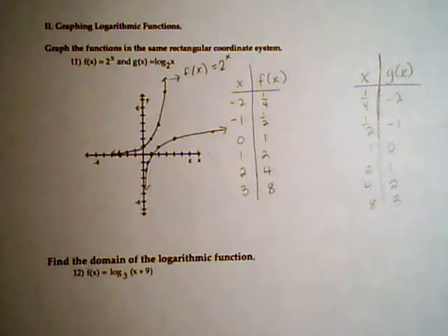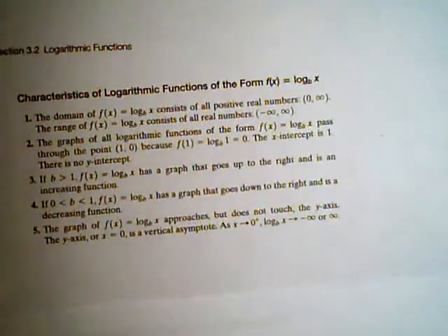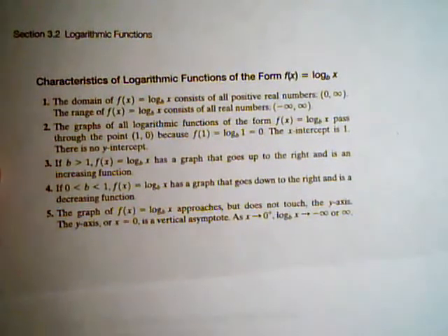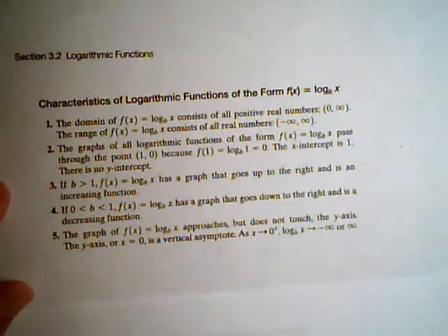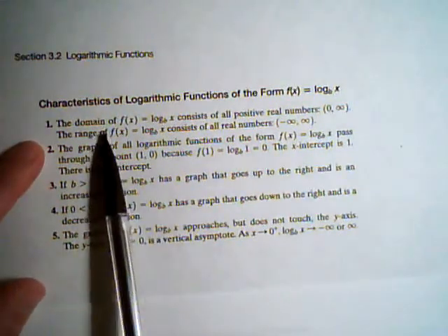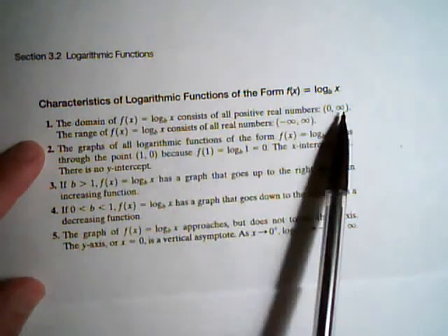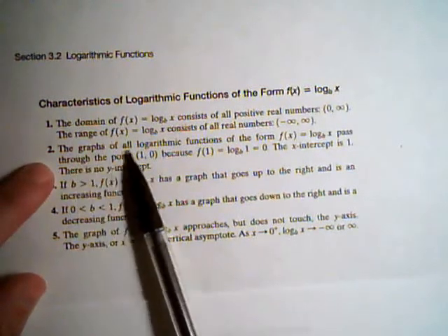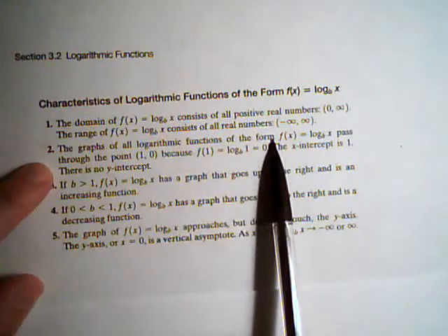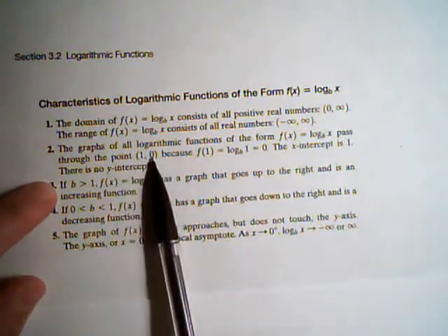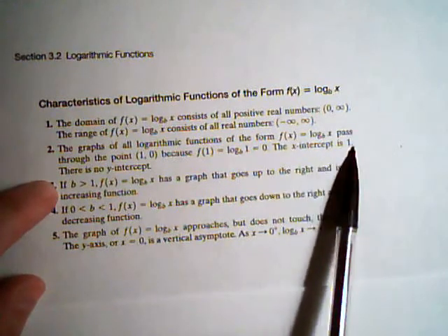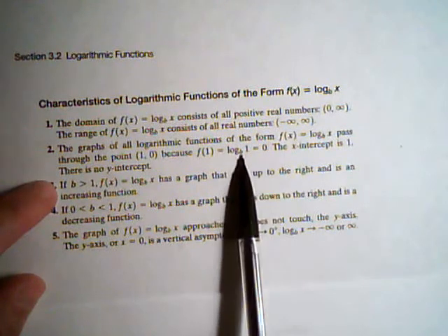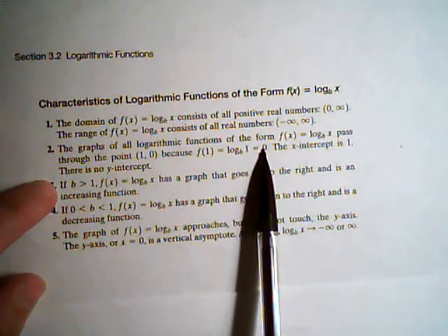There's a list of characteristics in your book, much like what we looked at for the exponential. If you go to section 3.2, you should be able to find this chart in your ebook through MyMathLab. Again, it repeats what I said about domain and range, just the opposite. The domain of a logarithmic function will be from 0 to infinity. The range will be all real numbers. It says the graphs of all logarithmic functions of this form will pass through the point (1, 0). So the x-intercept is 1, because f at 1, log base b of 1, would be 0. You know, b to what power would equal 1, so b to the 0.